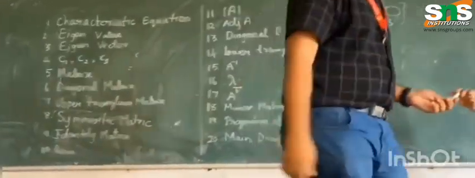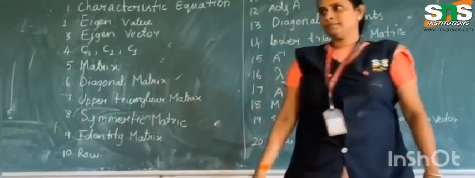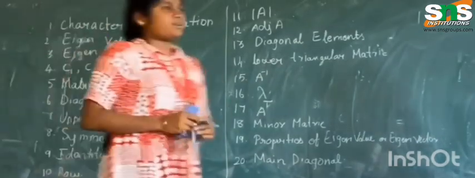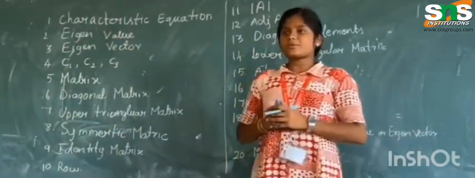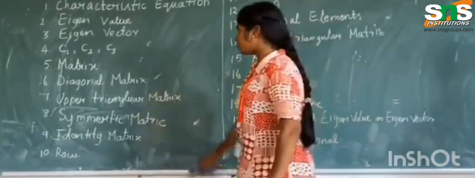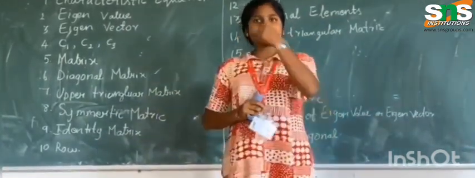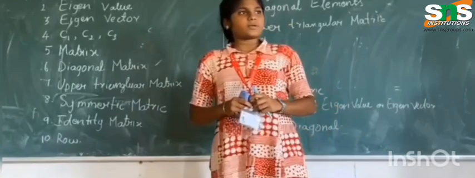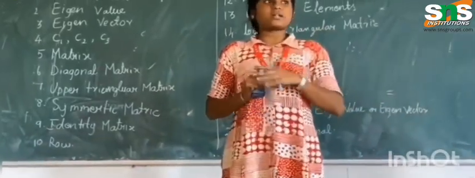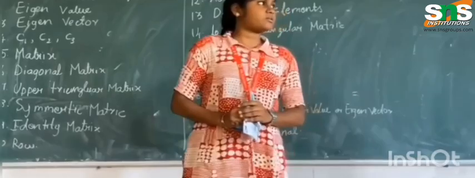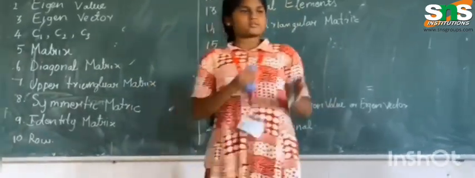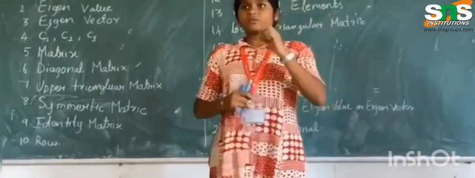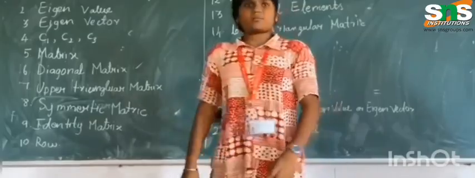Explain diagonal matrix. Diagonal matrix: the elements present only in the diagonal, it is called a diagonal matrix. Upper triangular matrix: the elements present in the lower part are zero, then it is called an upper triangular matrix. Symmetric matrix: except the diagonal elements, the other elements are the same, then it is called a symmetric matrix. Identity matrix: in row one, 1 0 0, then 0 1 0, the diagonals having 1 1 1, then it is called the identity matrix. Okay, very good.